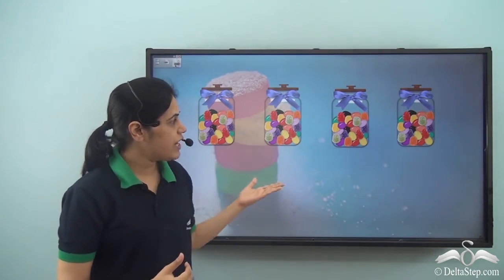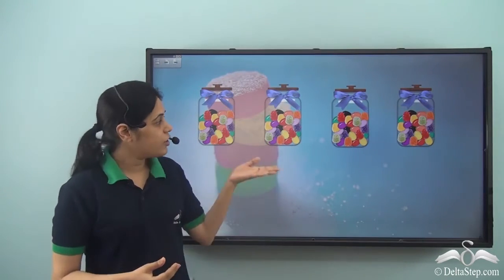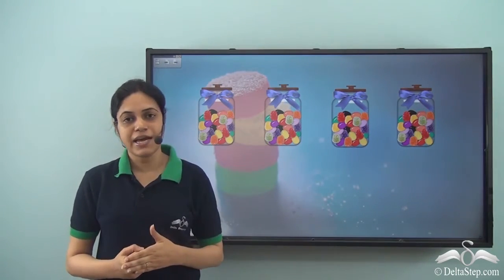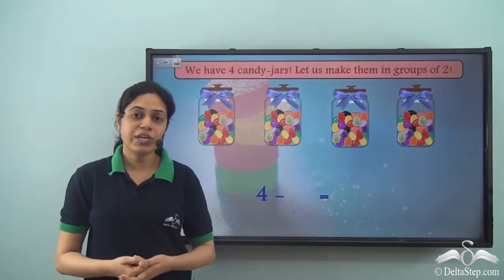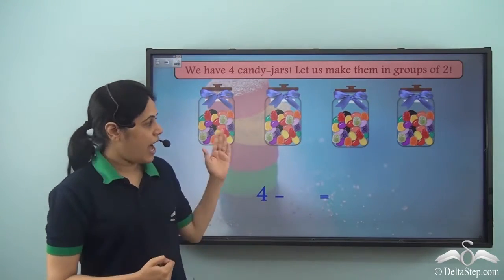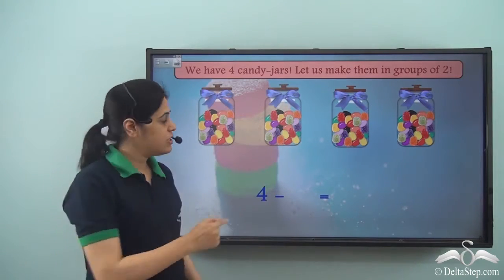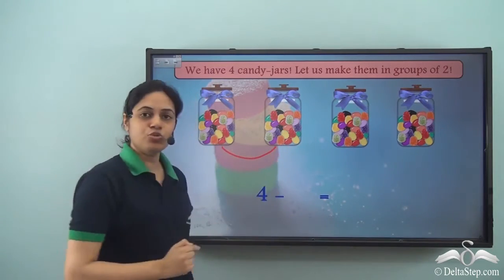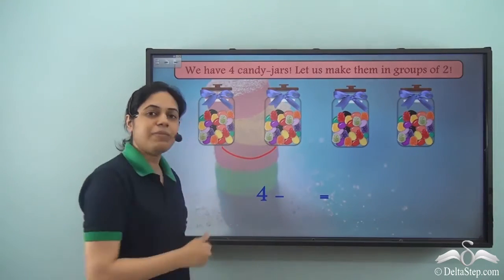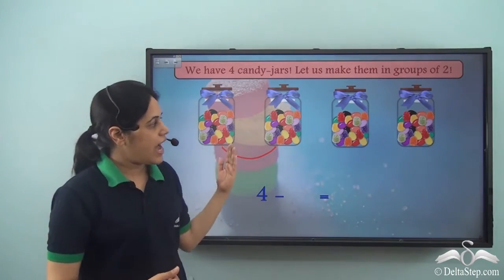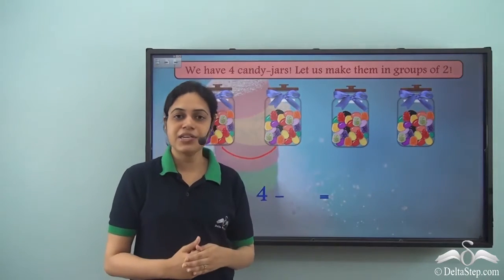Over here, we have 4 candy jars. So I need to make groups of 2 from these candy jars. So how many groups can I make? I have 4 candy jars. So first I take these 2. Taking these 2, I make one group. And I still have candy jars left.